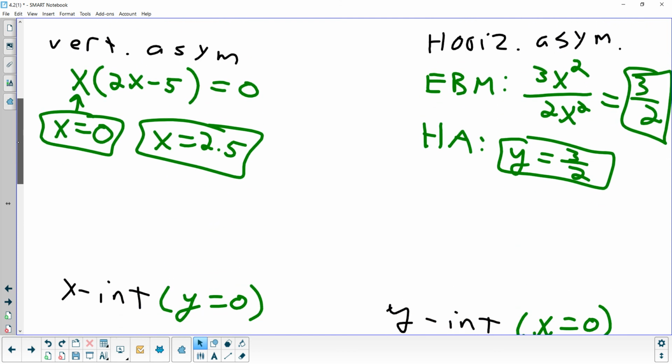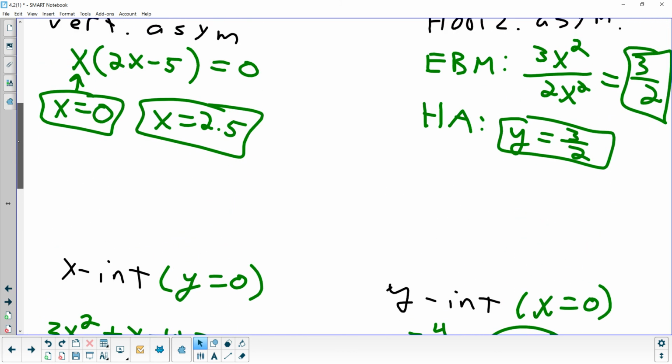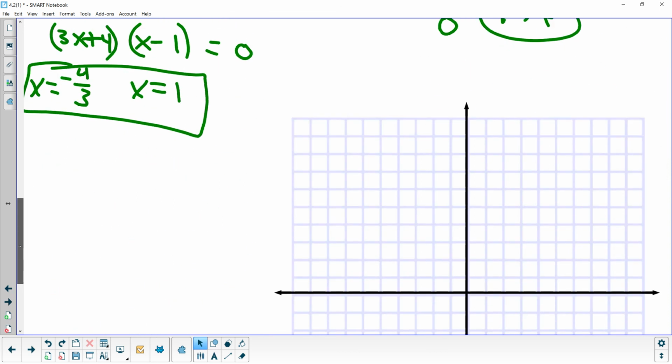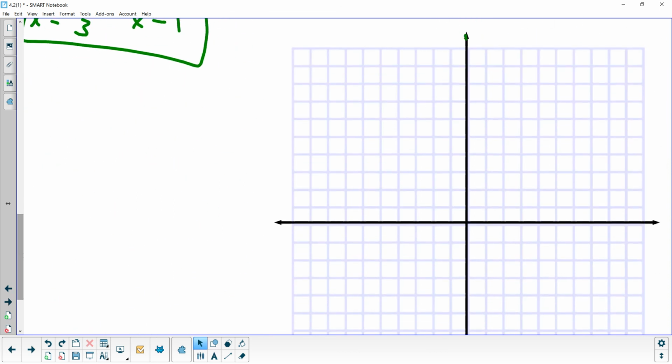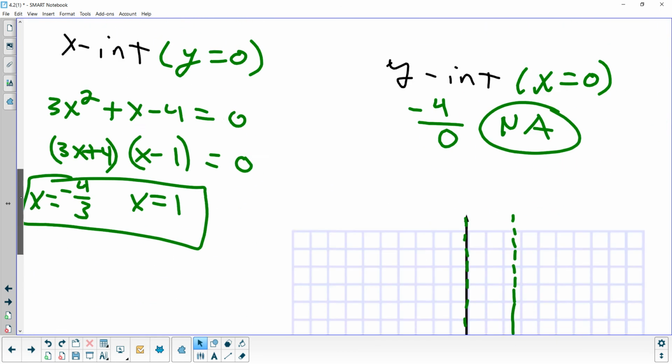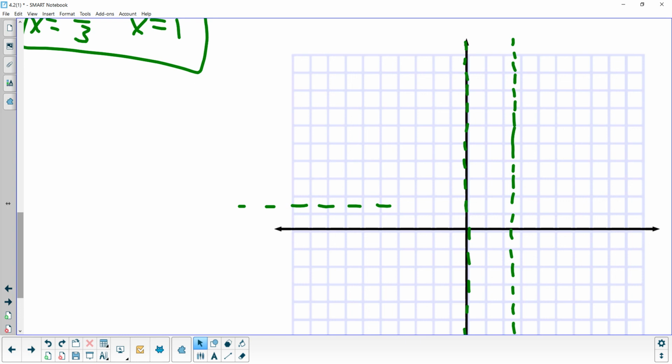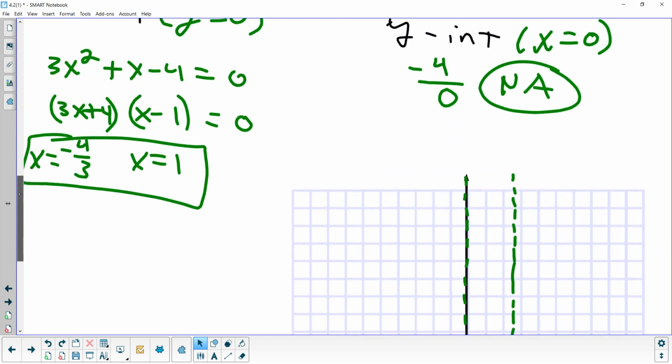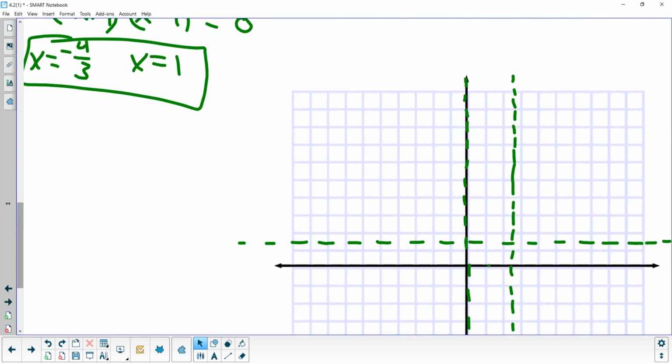All right. Now I think we're ready to use the calculator and make our final graph. Let's put in our vertical asymptotes at 0 and 2.5. There's 0. There's 2.5. And the horizontal was 3/2, which is 1.5. So notice we created that grid pattern, just like you had before. It's going to look almost identical. All right, we've got an X intercept at 1. We've got another one at negative 4/3.